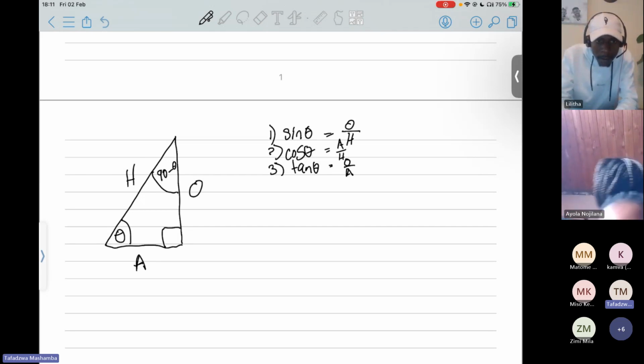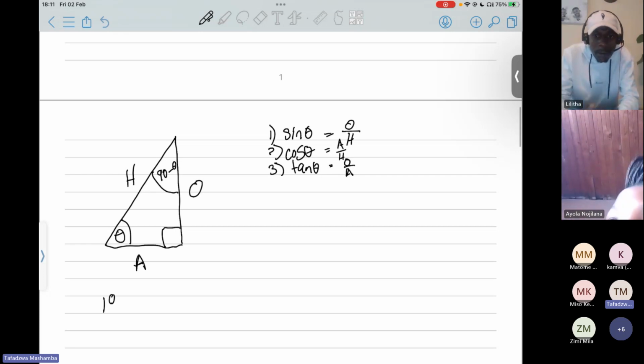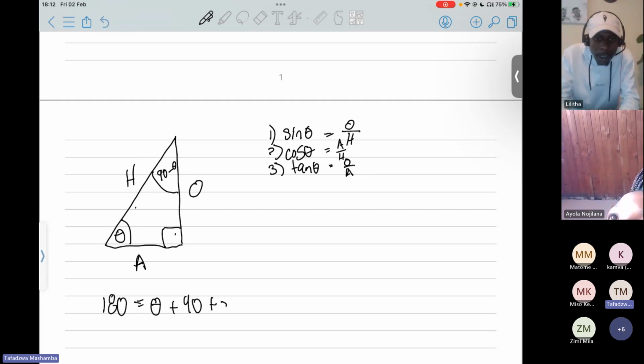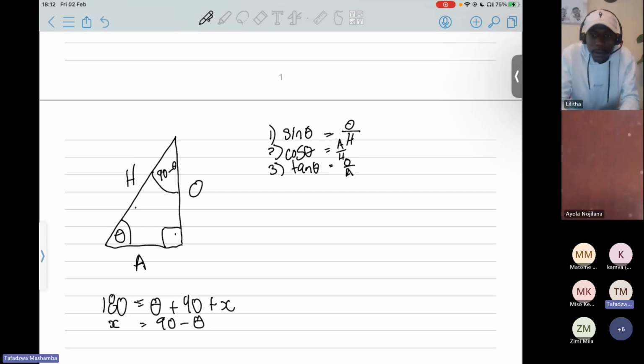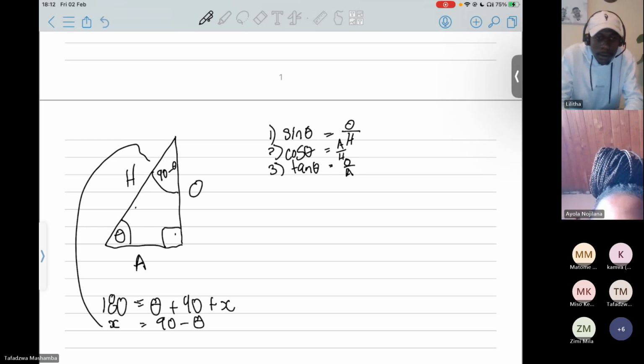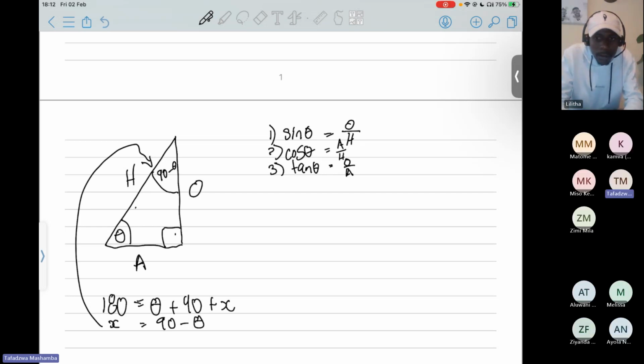And how do I get there? I know that the triangle must give us a total angle sum of 180. So what angles are in my triangle? I have the theta, I have this one which is 90, and I also have the one that I'm looking for. I'm going to call it x. So if I put this all at one side, it will form that x is equal to 90 minus theta. Hence, I wrote this as that. Okay, so we can call this angle 90 minus theta.